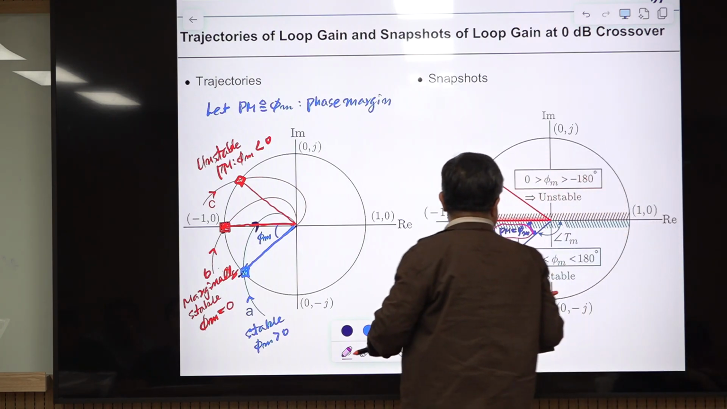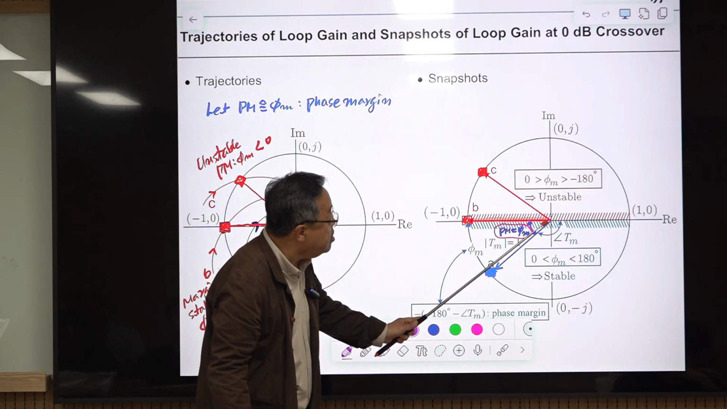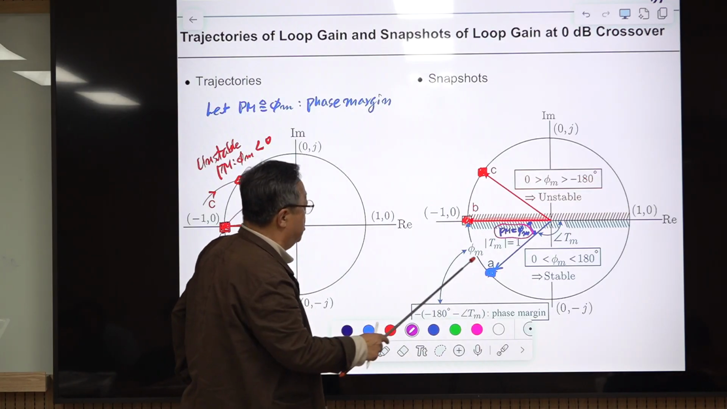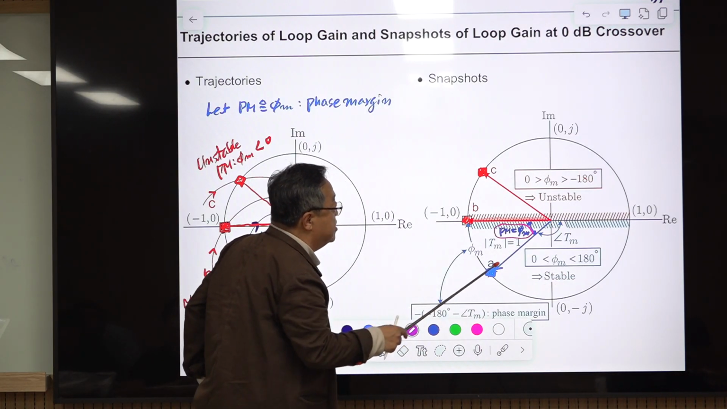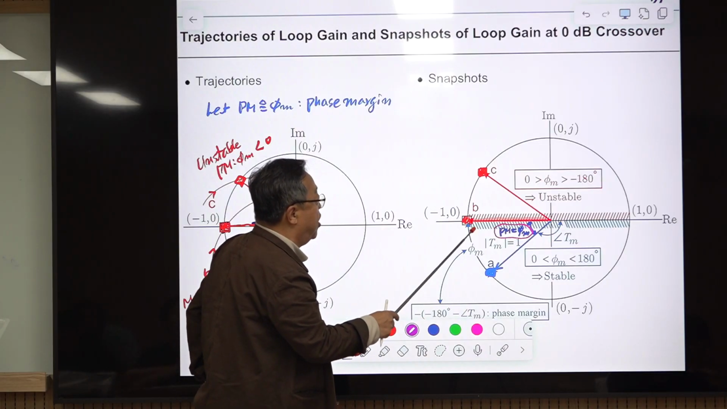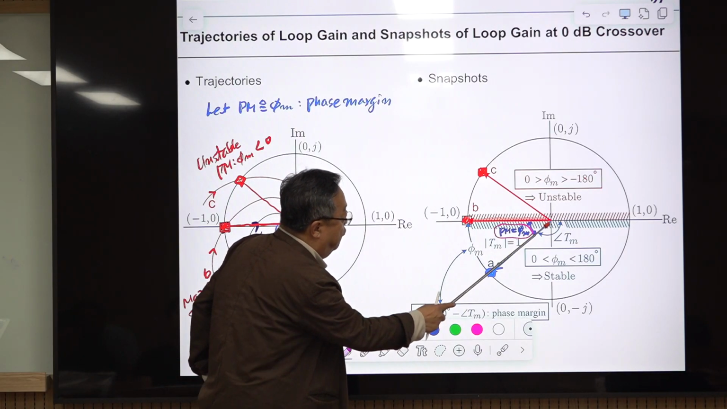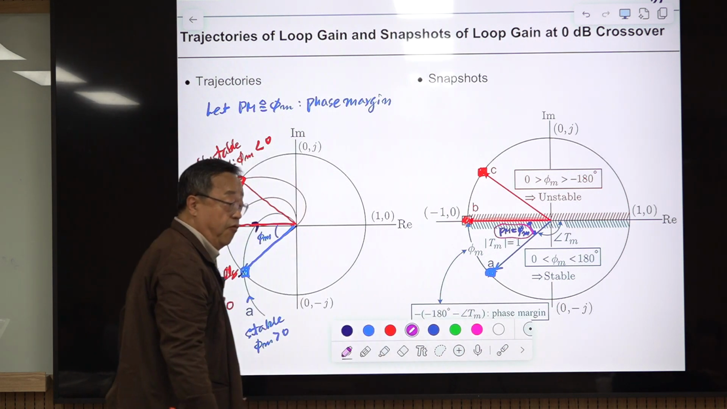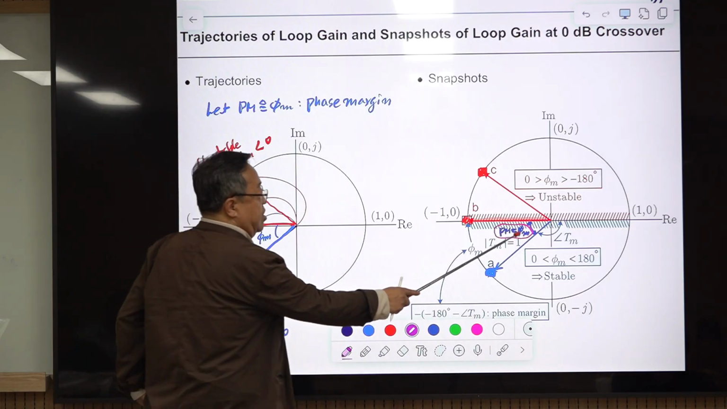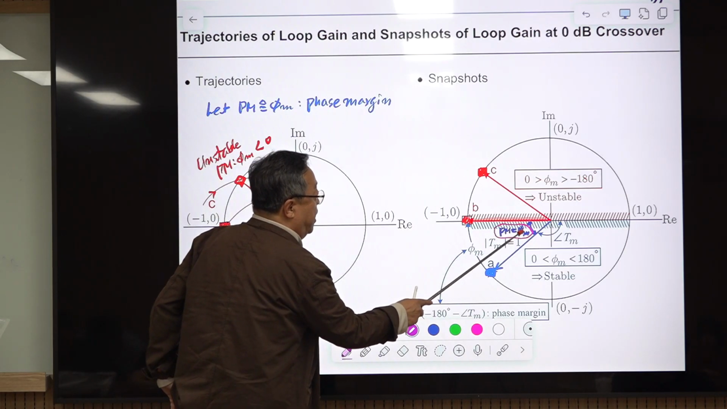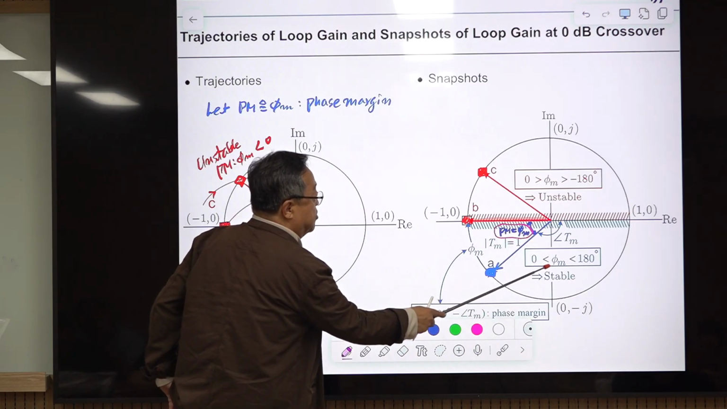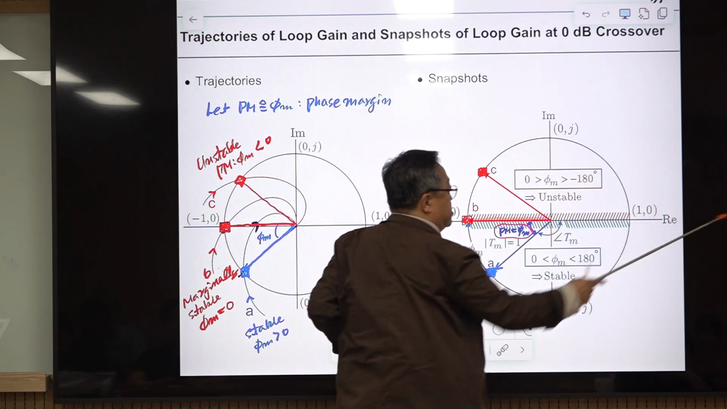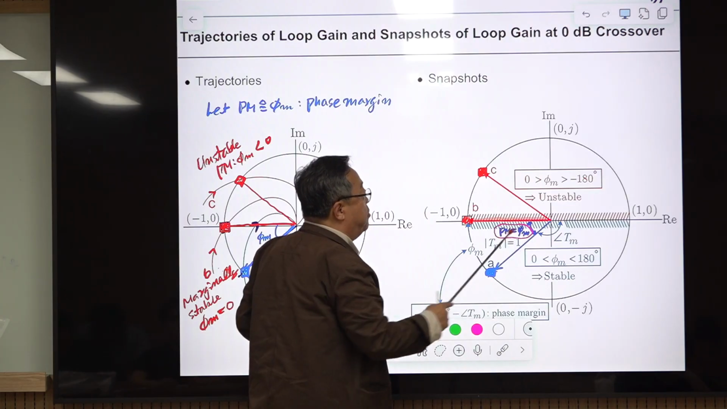Okay, so then you see this one is stable, because when this trajectory is passing through this unit circle, phase is less negative than minus 180 degree, and the difference between phase at this frequency and this minus 180 is defined as phase margin. So we are using the new notation pi m. So pi m is positive. Here pi m is 0, and at this point pi m is 180 degree. So this is the stable region.